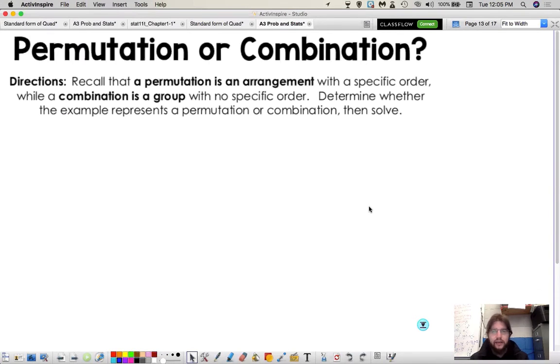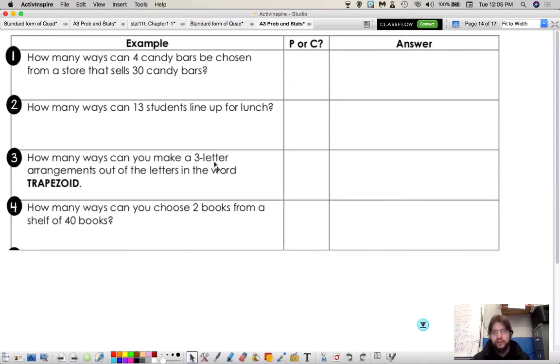Let's look and see the difference between permutations and combinations, and when to use which. Remember, permutation, the order matters. Combination, order does not matter. So here's 12 examples we're going to look at.